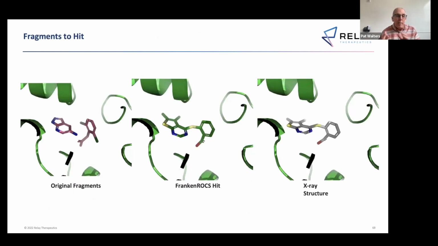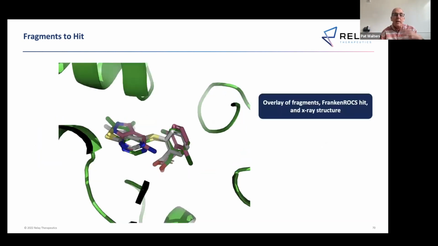But the really cool part about this was we got the right answer for the right reason. So if we start out with the original fragments that we were working with, then we used those fragments, we directed a search, we found molecules like the one in the middle, where you can see how it overlaps with those two fragments. And then when we got the crystal structure, so the one in the middle is a prediction of how the molecule would bind. On the far right, we have the actual experimental data. When you put those on top of one another, you can see that our prediction for the binding pose was correct.